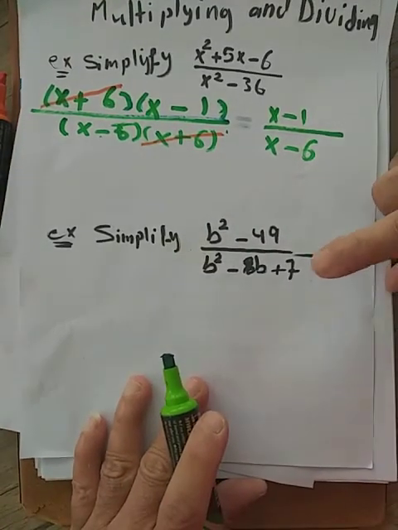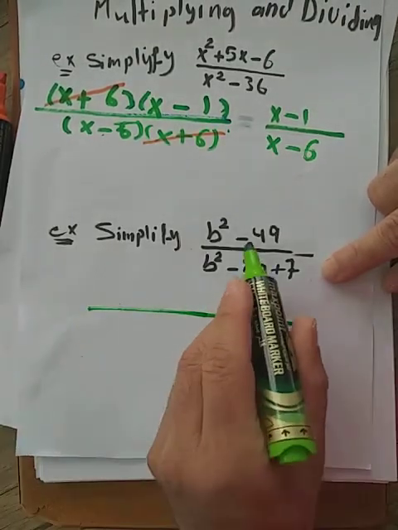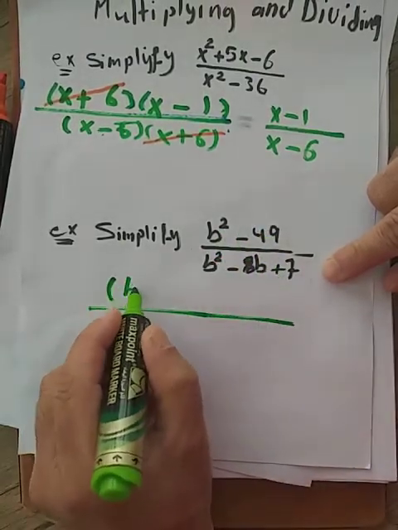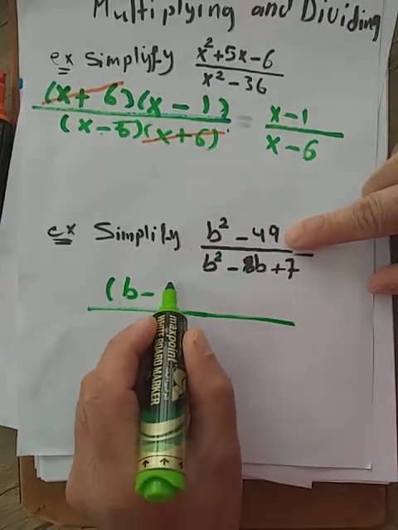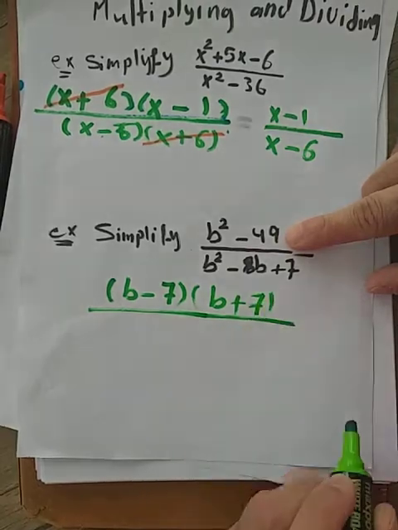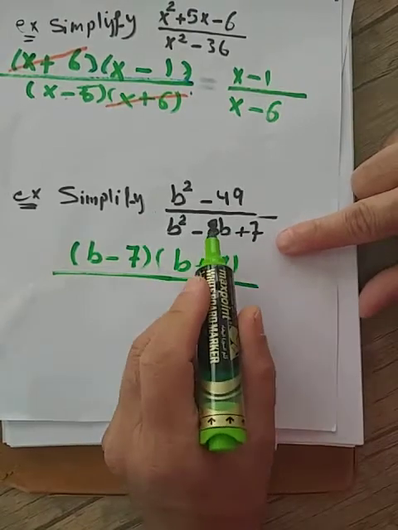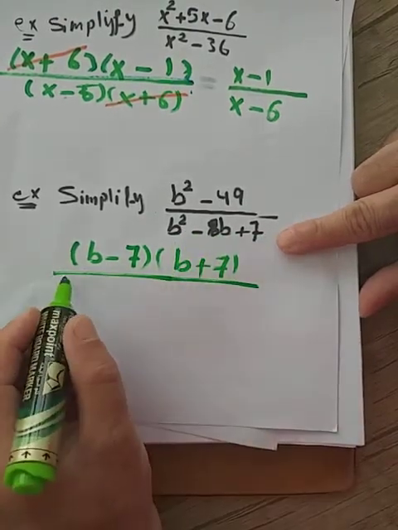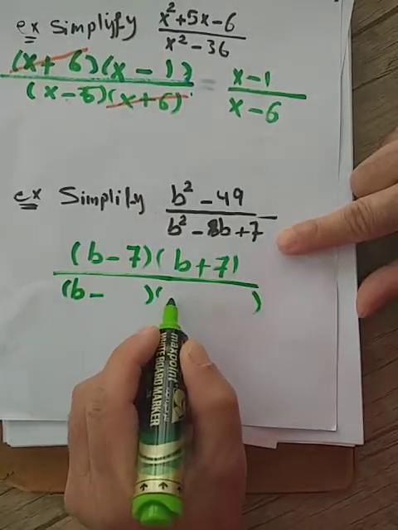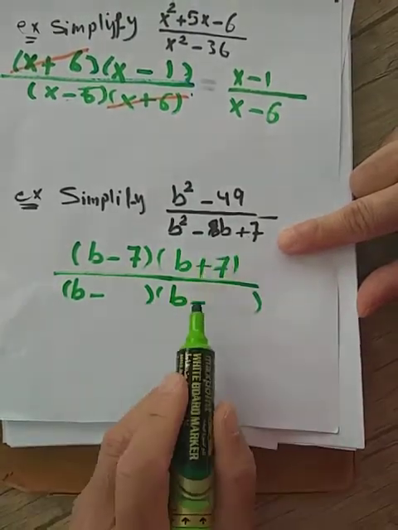Another example, this one. Factorize the numerator: difference between two squares. b minus 7, b plus 7, since the square root of 49 is 7. And in the denominator, we have three terms. Open two brackets, b minus, b minus. Why minus? Because this is negative and this is positive, both should be negative.